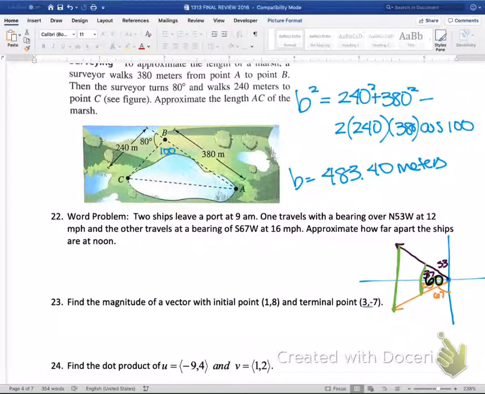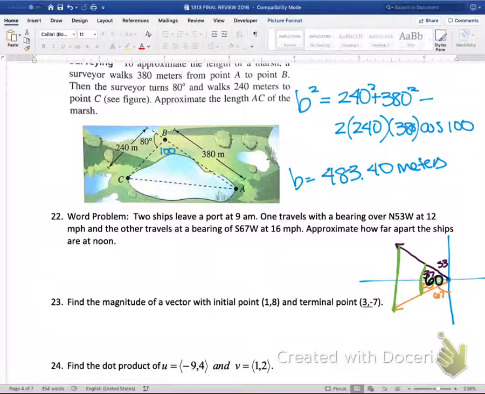No, because when it says south 67 west, it means start south and then pull it 67 degrees towards the west. So the 67 has to be outside. The other thing that comes into play here is the speed versus the distance. They've told me the first one's going 12 miles per hour. The second one's going 16 miles per hour. If you read the question carefully, they have each traveled for how many hours?